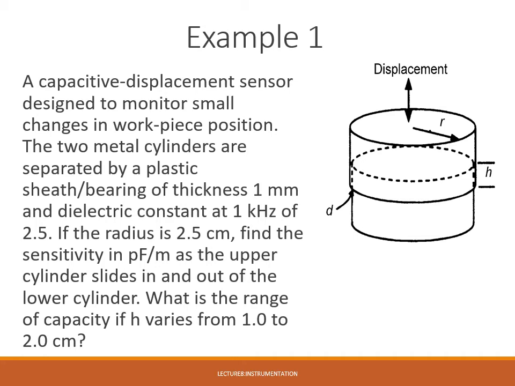Example 1. In this example, it showed us a capacitive displacement sensor which was designed to monitor small change in workpiece position. Meaning you have a workpiece here. So if workpiece position is changed, then it will cause the sensor here to have some displacement. Alright, so the design of the sensor, we have two metal cylinder.